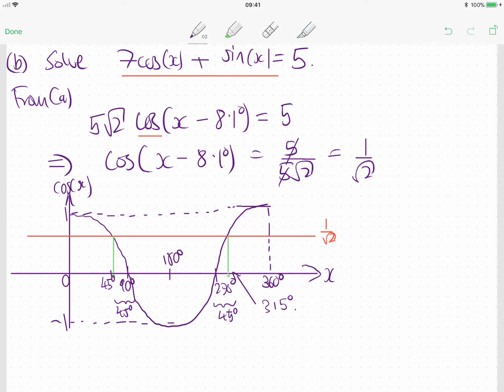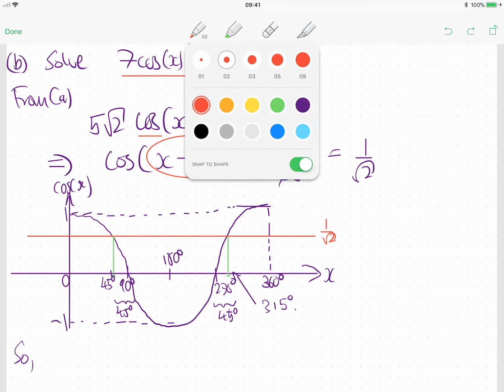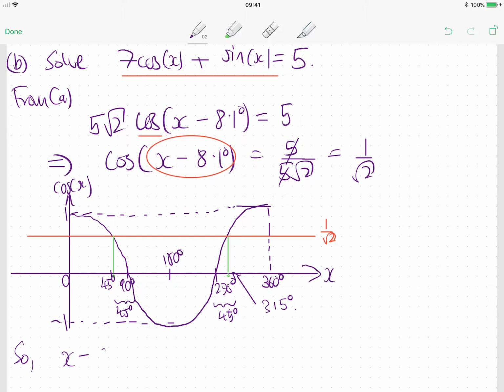315 degrees, yeah. Okay, so finally, we don't have cos x, we have a slight shift. We need to take off 8.1. It's not affecting the numbers too much. We have x take away 8.1 degrees is either 45 degrees or 315 degrees.